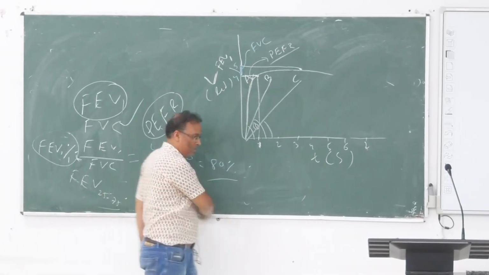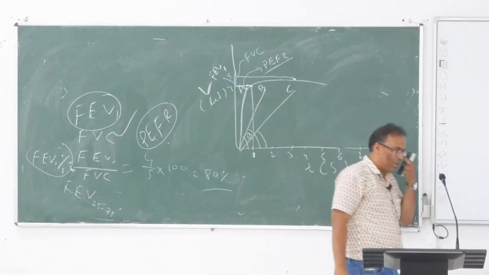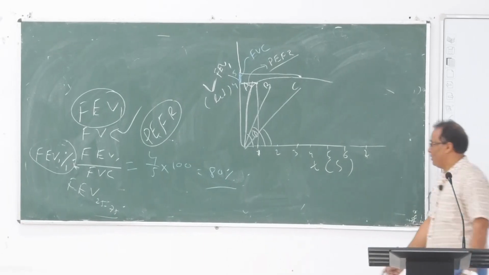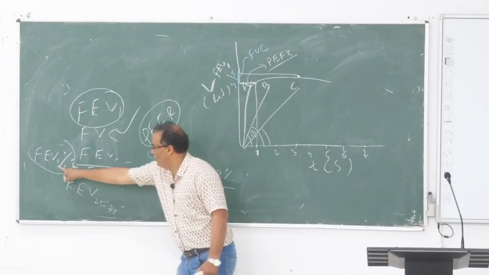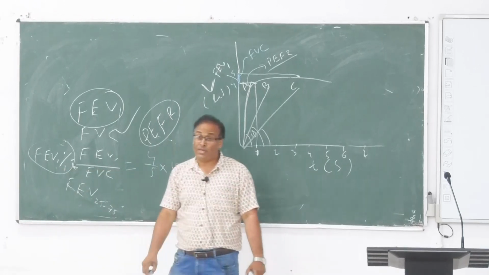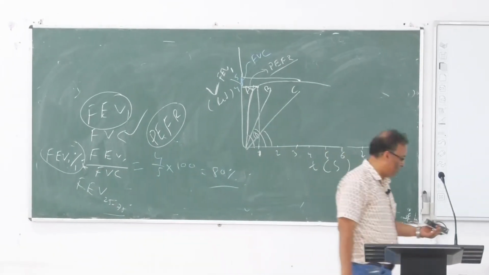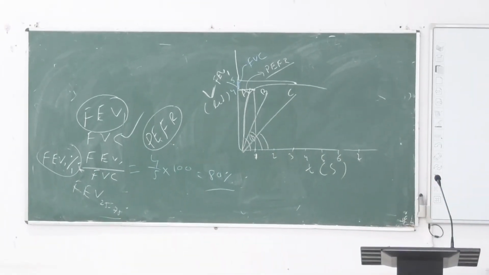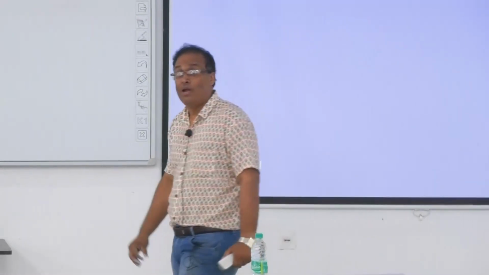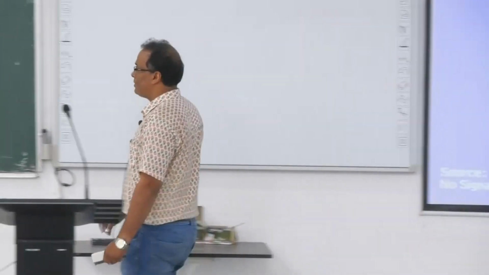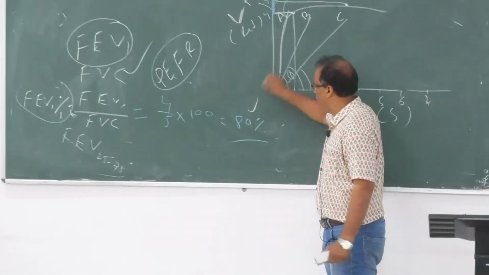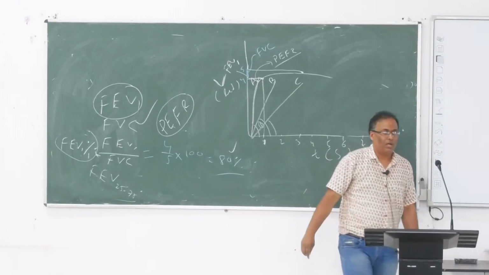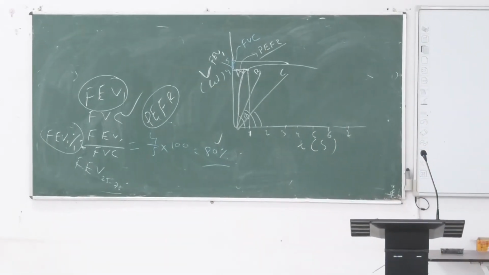80% is normal. The ratio is important, and these percentages are important only for the diagnosis of obstructive and restrictive disease.